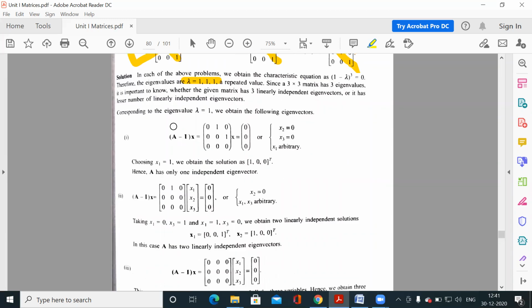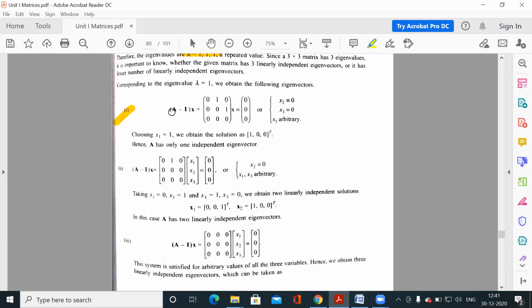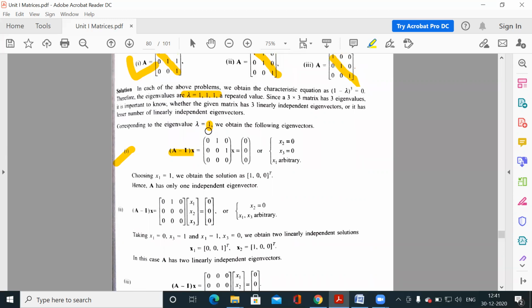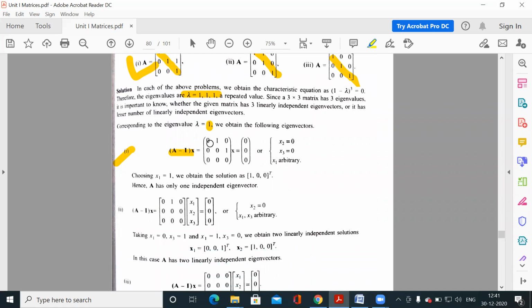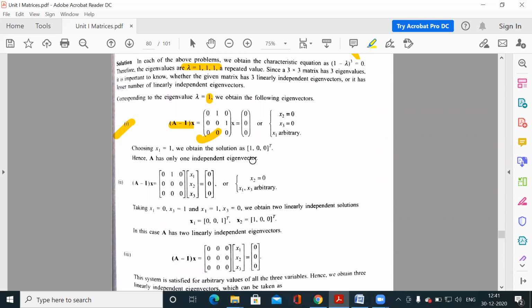Suppose for the first we are finding the eigenvector. So A minus lambda I, where lambda is 1. So (A minus I)x is equal to 0. So this is 1 minus 1, 1 minus 1, 1 minus 1. So 0 1 0, this is your matrix. Because it is already in echelon form, there are two non-zero rows, meaning rank is 2 and variables are 3. So 3 minus 2 means one variable is independent. Clear?